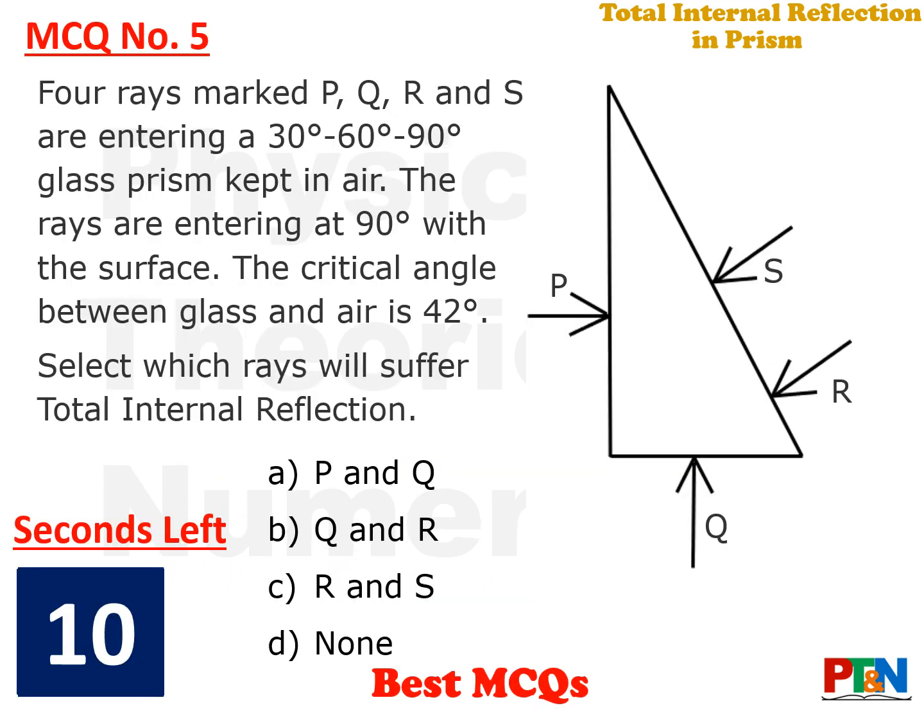Next MCQ. 4 rays marked P, Q, R and S are entering a 30, 60, 90 degree glass prism kept in air. The rays are entering at 90 degree with the surfaces. The critical angle between the glass and air is 42 degree. The 4 rays are shown here. You need to select which rays will suffer total internal reflection. You have got 10 seconds time. Timer starts now.